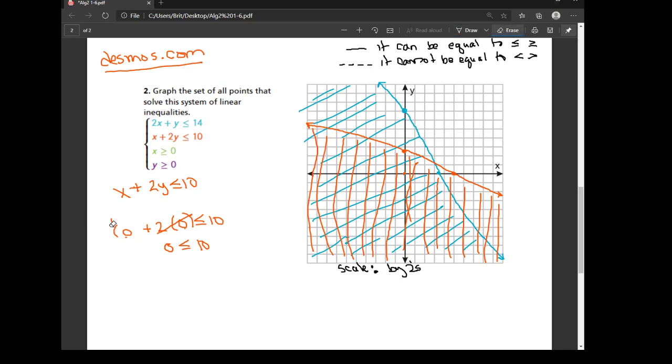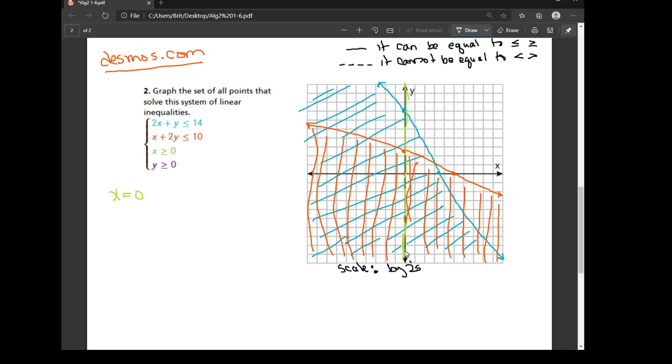Alrighty, so now let's check out our next one. These ones that have the single variable, they tend to be a little bit easier. So for this green one, it says x is greater than or equal to 0. So that's talking about the positive x-axis. So if I were to graph the line x equals 0, that is a vertical line that's right here on the y-axis. It's this line right here.